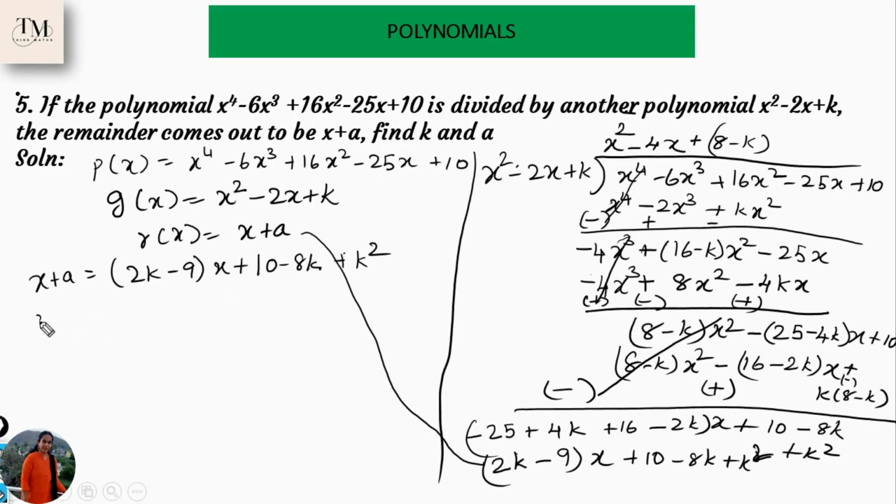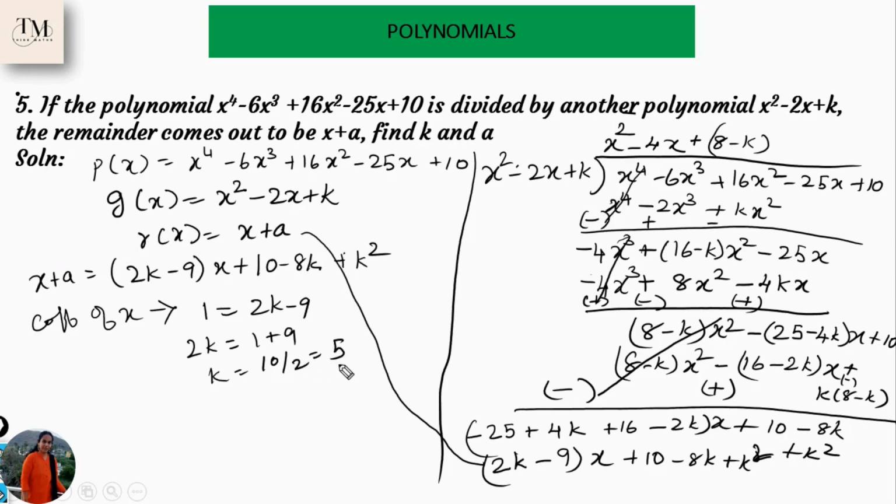Okay. So we are going to equate the coefficient of x and the constant term. So equating the coefficient of x, it is 1. Coefficient of x here is 1, which is equal to 2k - 9. Okay. So 2k - 9 = 1. So 2k is, bringing this -9 to the other side, it will become 1 + 9. So k is equal to 10 divided by 2, which is 5. So k = 5.